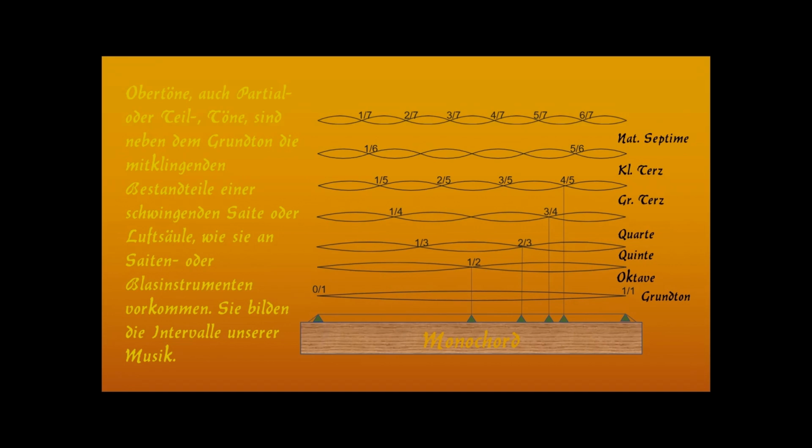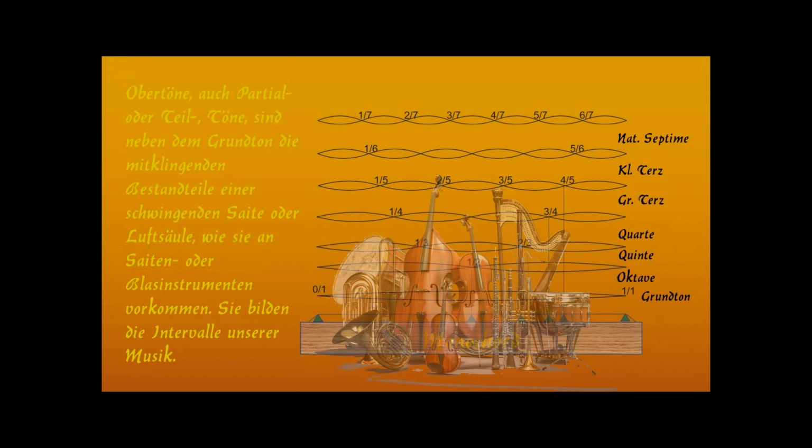These intervals are part of the overtone series, as they occur on a vibrating string on all string instruments or on a half-open column of air on all wind instruments. Therefore, they are called just intonation.